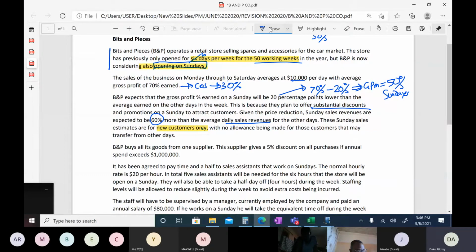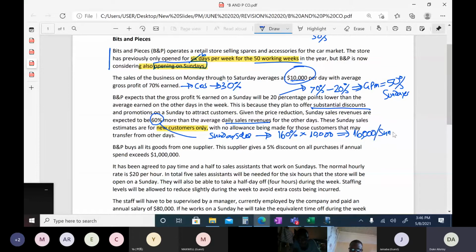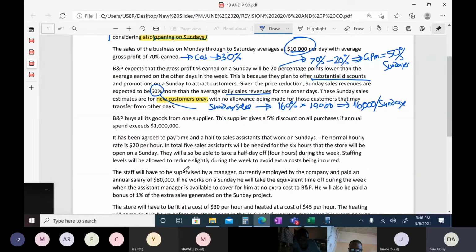So what it means is Sunday sales is going to be, if this is 10,000 per day, then it's going to be 160% of 10,000, and that is going to be 16,000 every Sunday. You need to get that. All right. Now, BMP buys all its goods from one supplier. Now, this supplier will offer a discount of 5% on all purchases if the annual spend exceeds 1 million. Okay, we'll see about that.